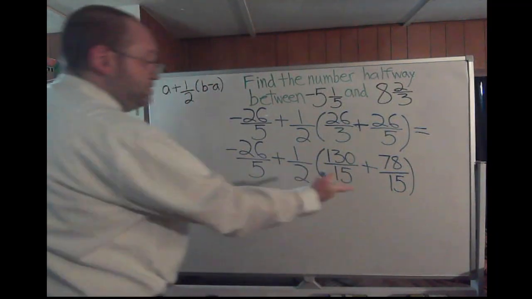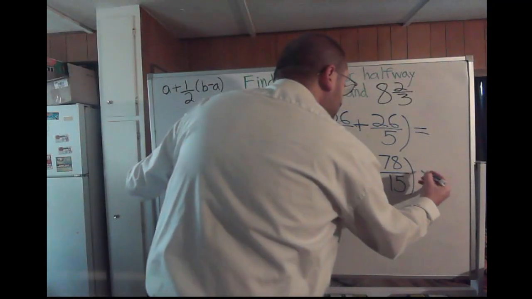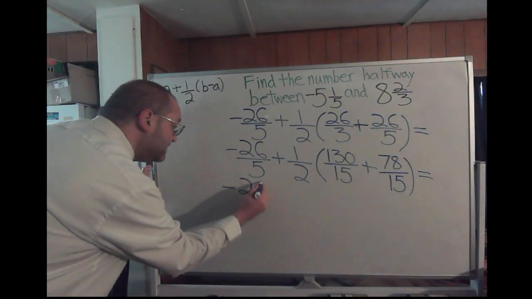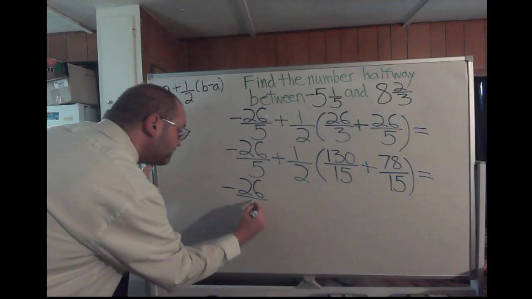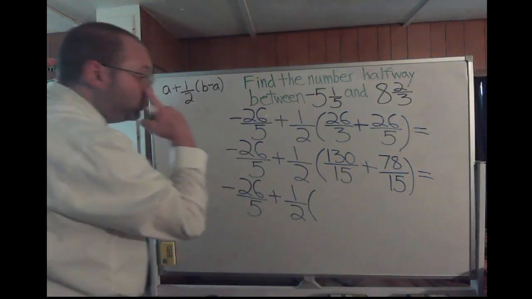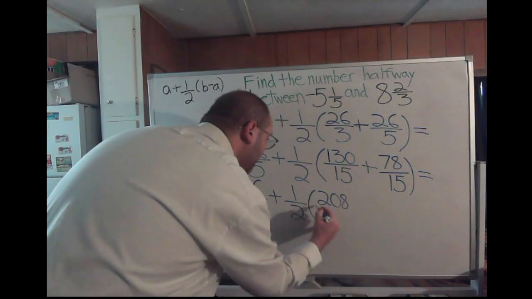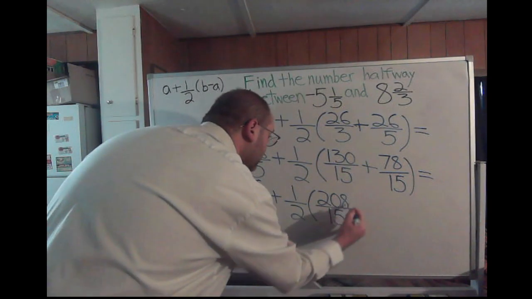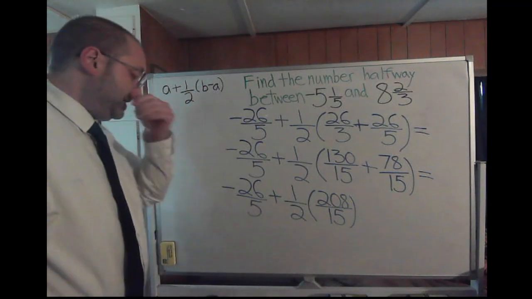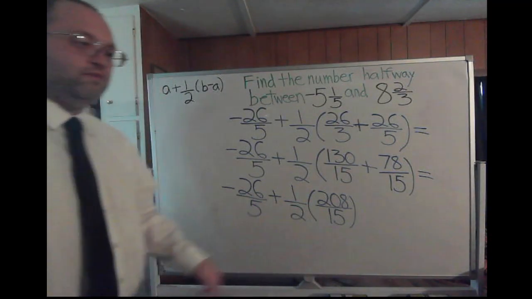So we've now got fractions with the same denominator, 15. So let's still continue to work inside the parentheses. You'll have negative 26 fifths plus 1/2 of, when you add these together, 130 plus 78, that's 208 out of 15. So that's the value in the parentheses you get, 208 out of 15. So we're done with the parentheses, but we have half times 208 over 15.